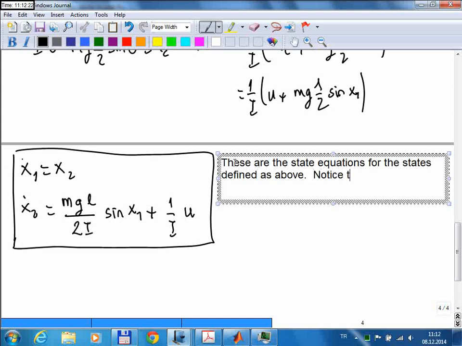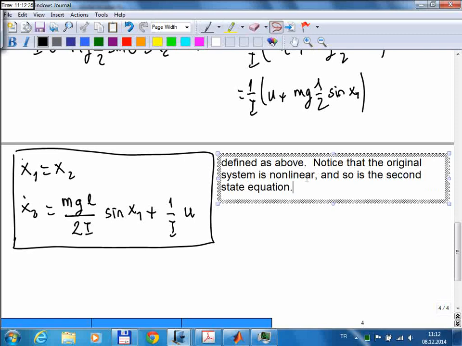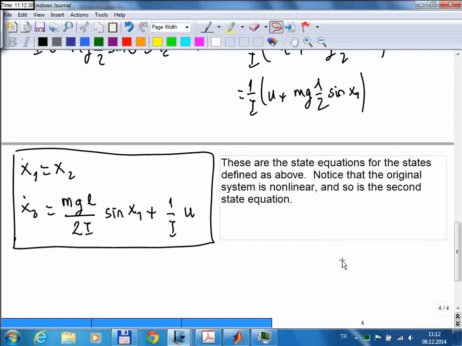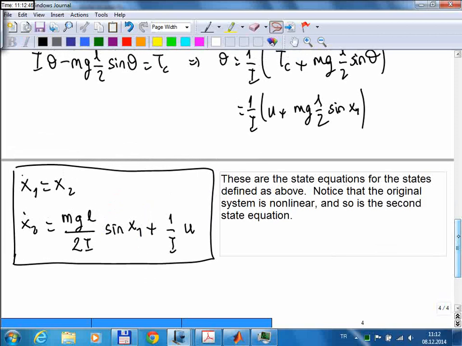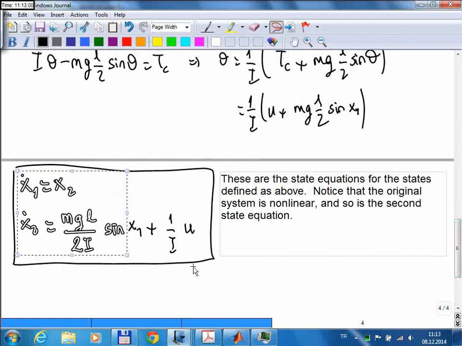So notice that the original system is nonlinear, and so is the second state equation. Because of this sine function, this is a nonlinear differential equation, just like the original system equation. One of the confusions students have here is that state space representation is applicable for linear systems only, which is not the case. You can write state equations for nonlinear systems as well, and this is an example of that. Okay?